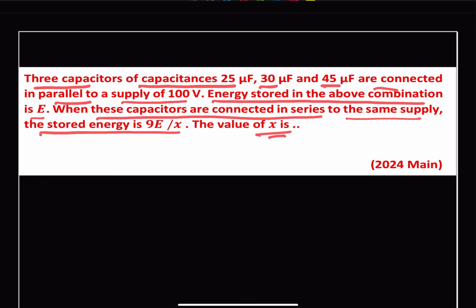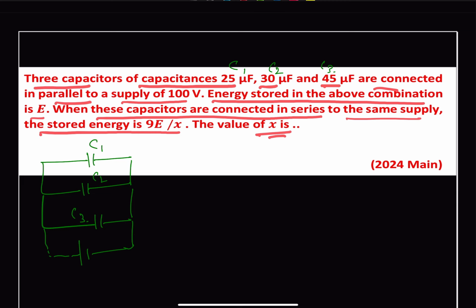So we have two configurations. First configuration, all these capacitors are in parallel. So let us call these C1, C2 and C3. So first we have all these in parallel. This is C1, C2 and C3, and they are connected with the supply voltage. Let us suppose that voltage is V, which is our 100 volt.